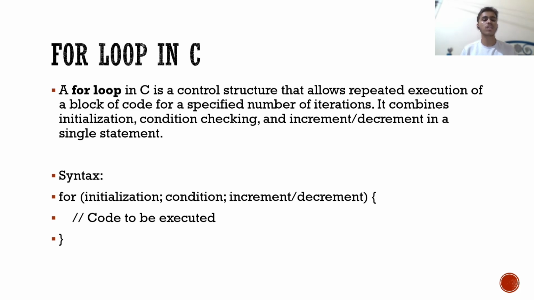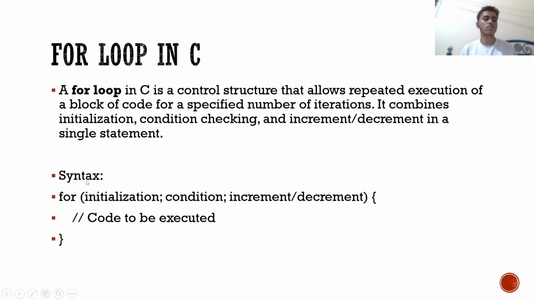A for loop in C is a control structure that allows repeated execution of a block of code for a specified number of iterations. It combines initialization, condition checking, and increment or decrement in a single statement. It allows the user to execute the code repeatedly a specific number of times.